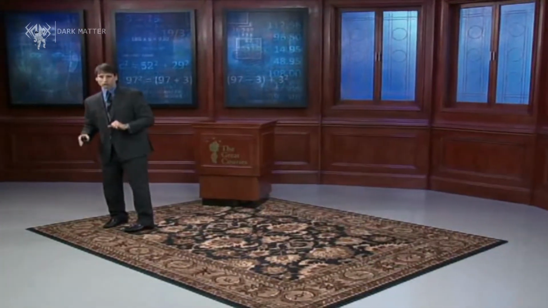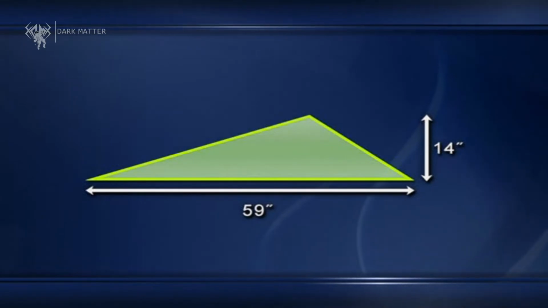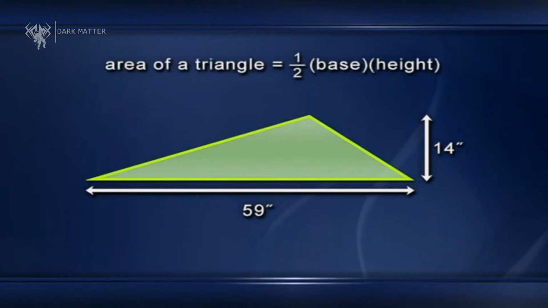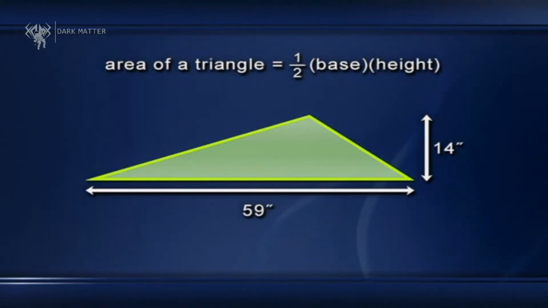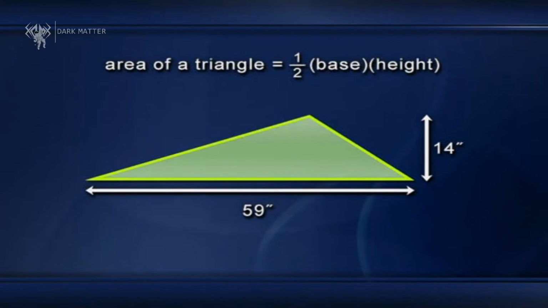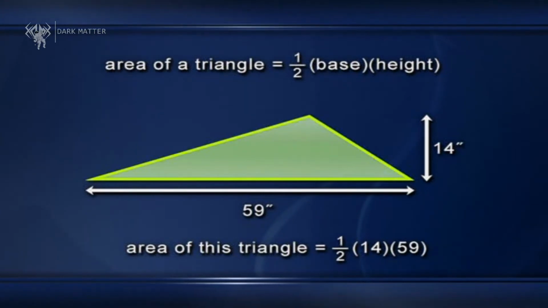Okay, you try this one. Find the area of this triangle. It has a height of 14 inches. It has a base of 59 inches. We know that the area of a triangle has the formula 1/2 base times height. So I have to calculate 1/2 times 59 times 14. But since I can multiply numbers in any order, that's called the commutative law, I'll do 1/2 times 14 times 59, because half of 14 is 7.